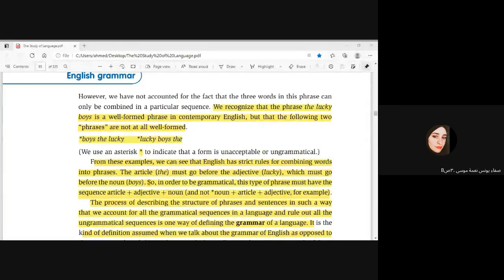English grammar, what I understand from it, is a process to combine the words and phrases to make full sentences, and it should follow a particular rule and sequence, because we cannot add the words as we want, and each language has certain rules and a process to combine the sentences. What's important is the words in a sentence. Yes, and the process of describing the structure of phrases and sentences in such a way that we account for the grammatical sequence in language and the rules of all the grammatical sentences, which is one of the parts of language. Thank you very much, Safa Yunus.